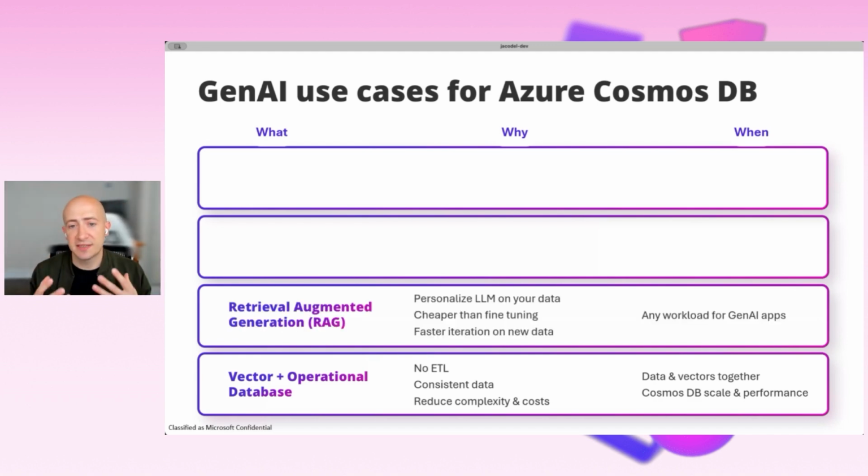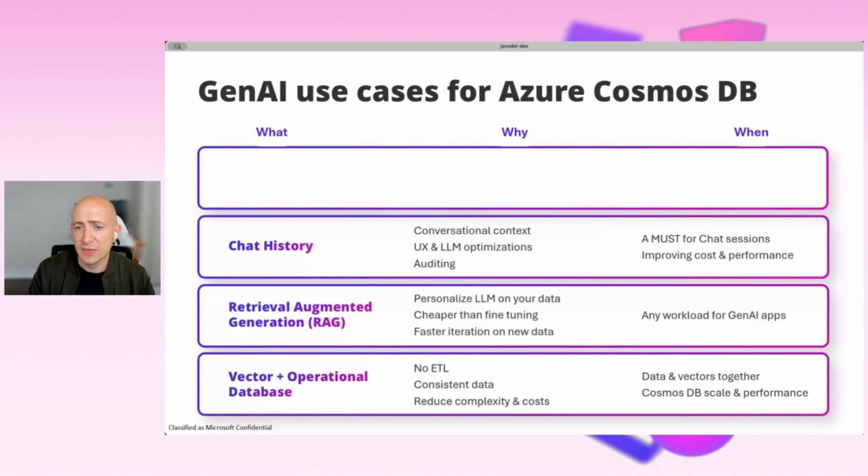Built on top of this vector and operational data store, we can do things like retrieval augmented generation, right? So bringing the most relevant data from your database to ground your large language or small language models. This allows you to personalize your models on your data. It's cheaper than fine-tuning and allows you to quickly iterate on new scenarios, right? And you can do this today in Azure Cosmos DB thanks to our new vector search capabilities, which we'll talk about in a little bit.